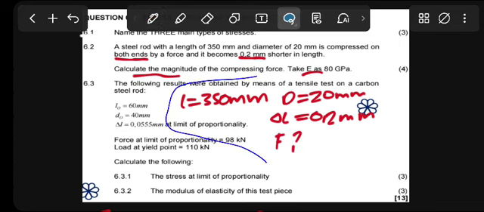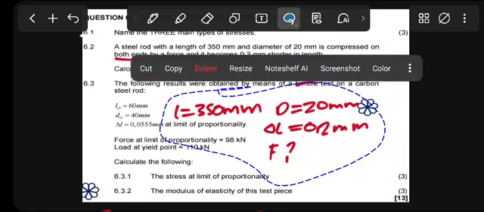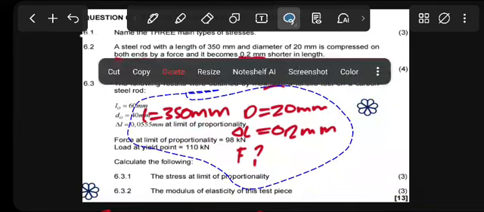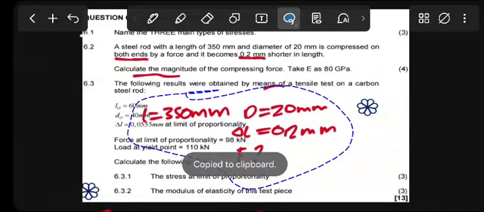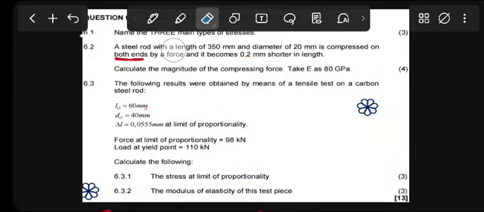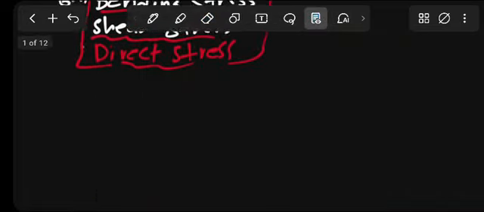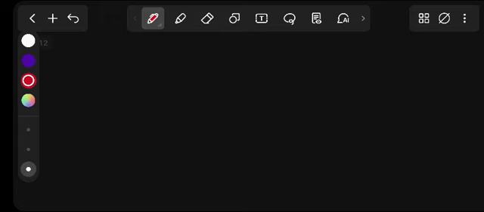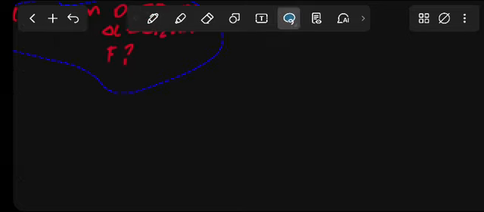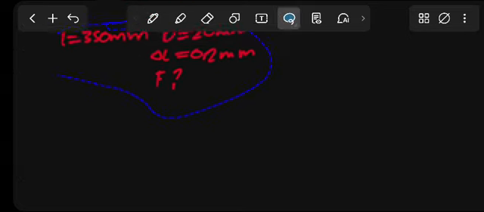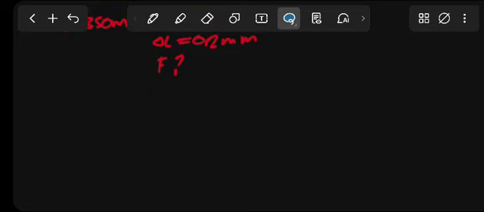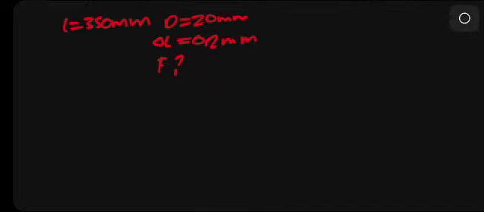So I can quickly grab our information here. Let me just copy it like this, then I will write it below. All right, so this is what we have. We want the force, guys. We've been given the diameter. This is what we want, the force.